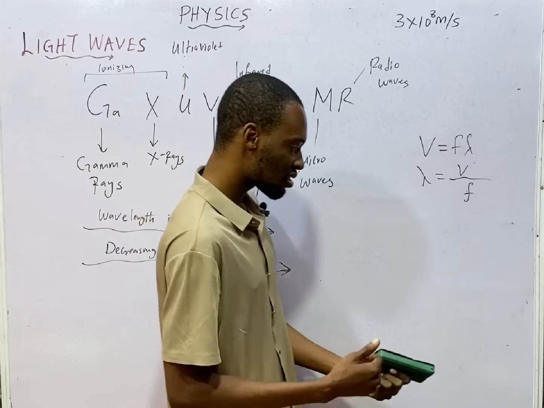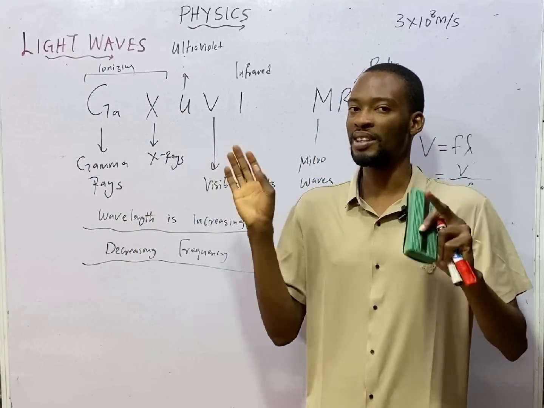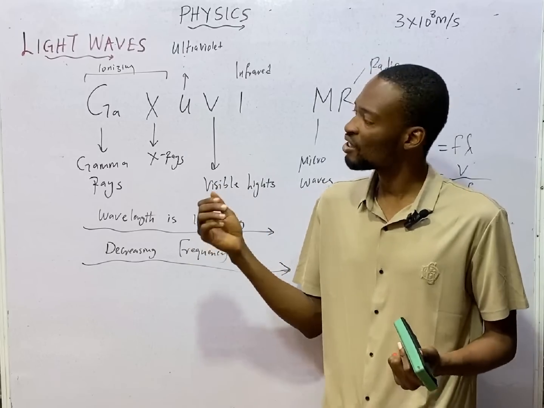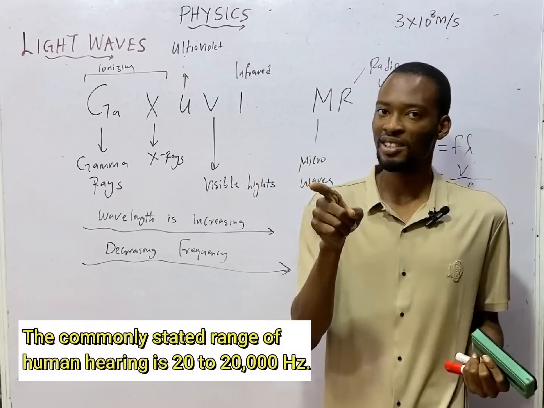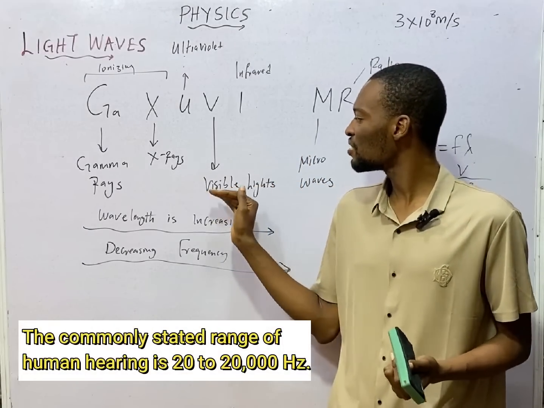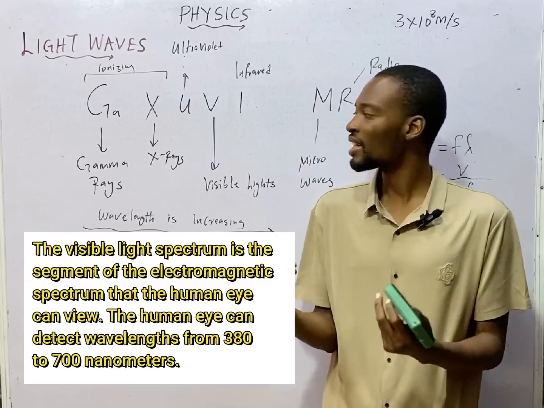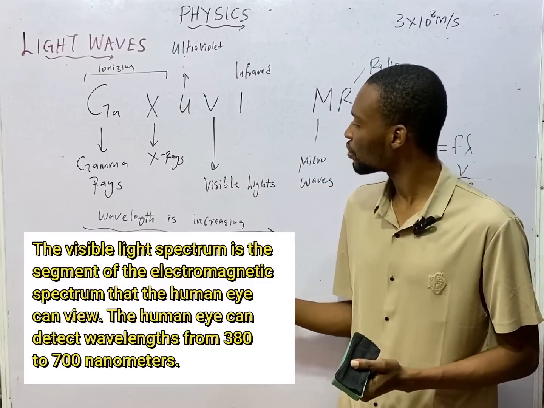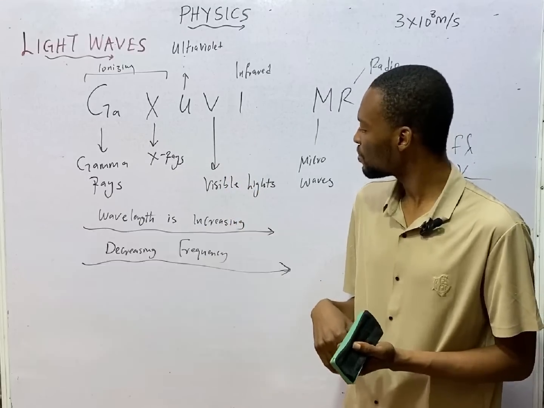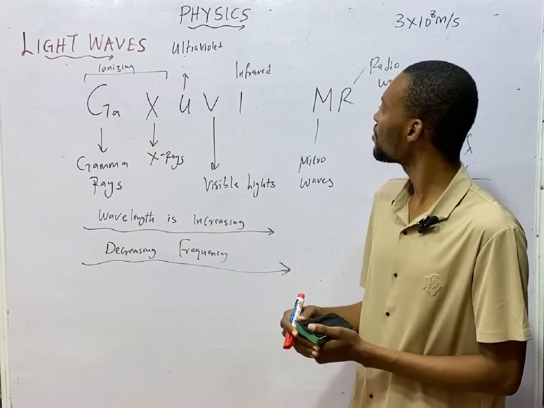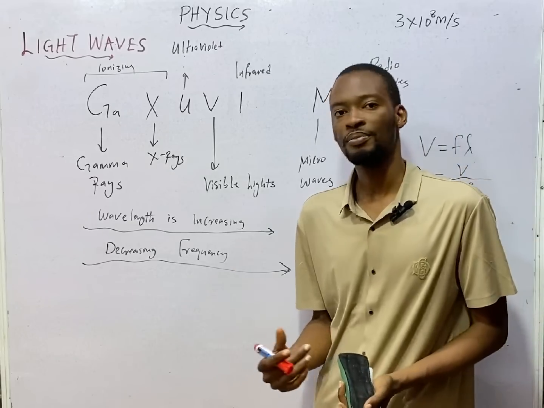Now, just like sound waves, there is a limit to the sound you can hear. This is similar to light waves. Not all light you can see. You can only see light in the visible region. Once it's outside the visible region, your eyes can no longer see that wave at all. So this takes us to visible lights. What are visible lights? What are infrared rays? What are microwaves? And what are radio waves?